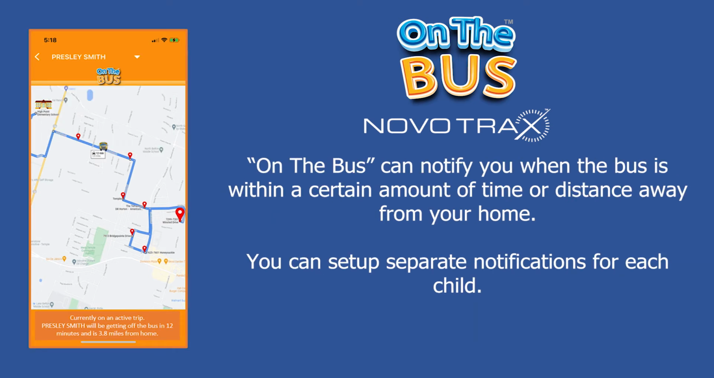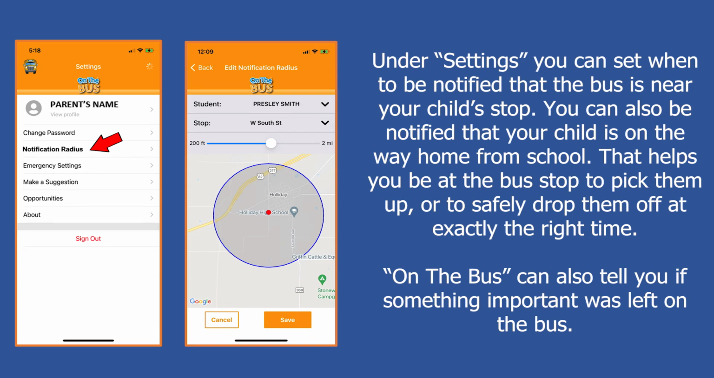On the Bus can notify you when the bus is within a certain amount of time or distance away from your home. You can set up separate notifications for each child. Under Settings, you can set when to be notified that the bus is near your child's stop. You can also be notified that your child is on the way home from school. That helps you be at the bus stop to pick them up or to safely drop them off at exactly the right time. On the Bus can also tell you if something important was left on the bus.